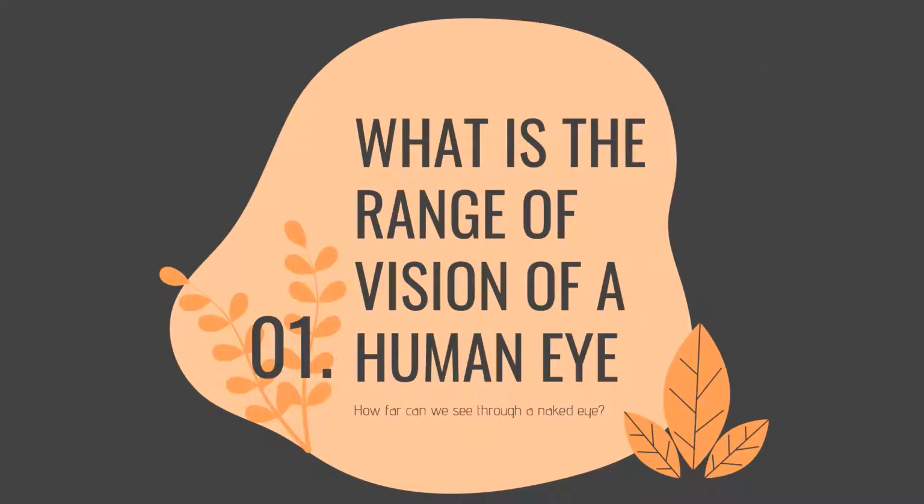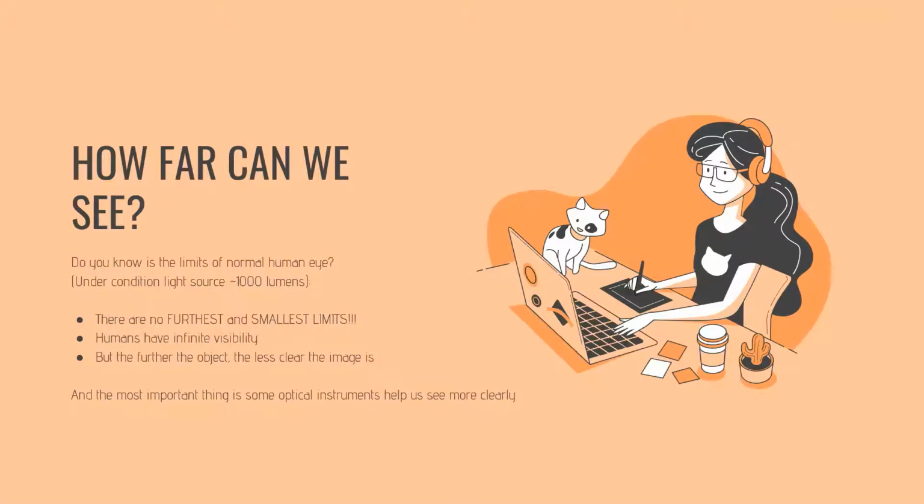And what is the range of vision of a human eye? How far can we see through our naked eye? Many people may be curious about the limits of a normal human eye, and here comes the answer that may shock them. When the light source is about 1,000 lumens, there are no furthest or smallest limits of our human eyes. Humans have infinite visibility. For example, we can see stars from 1,000,000 light years away from Earth.